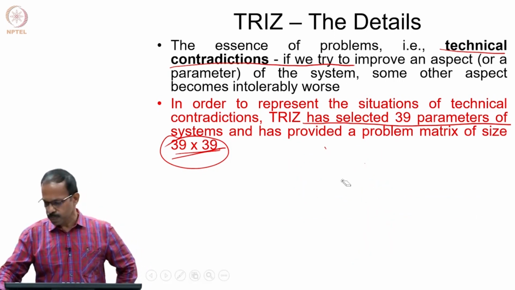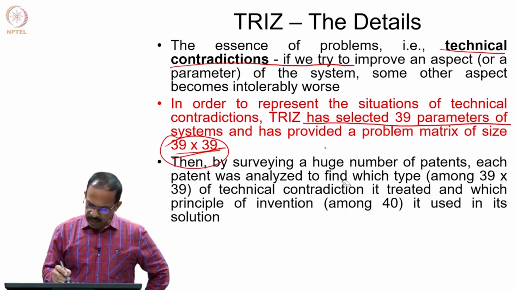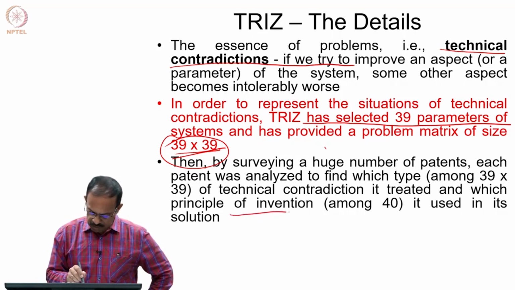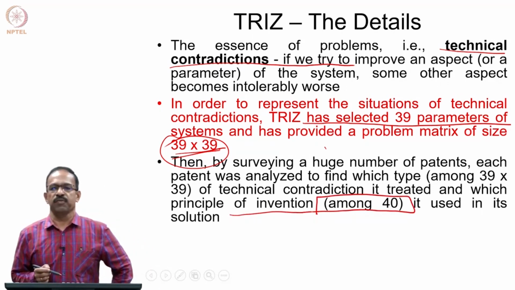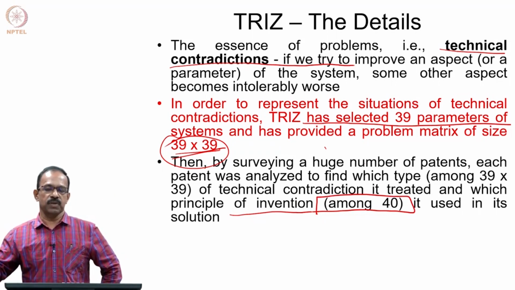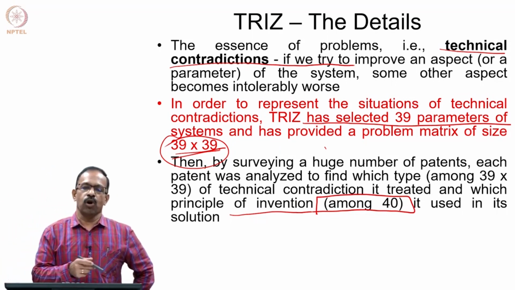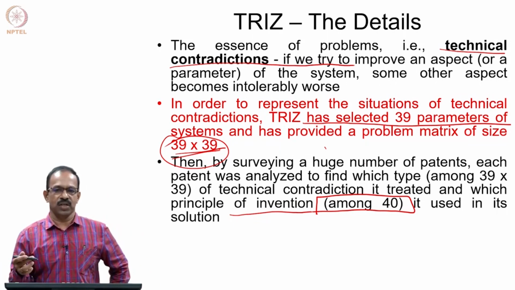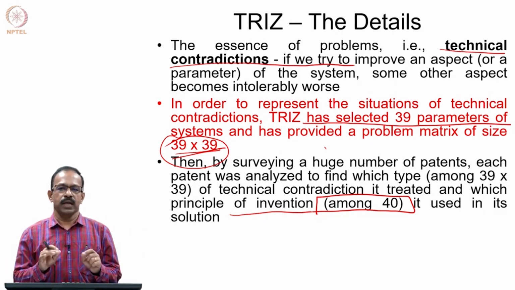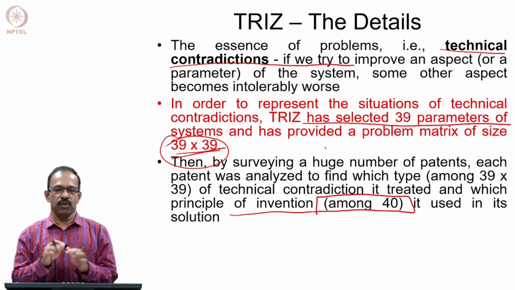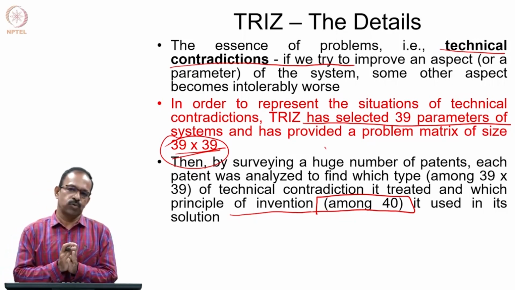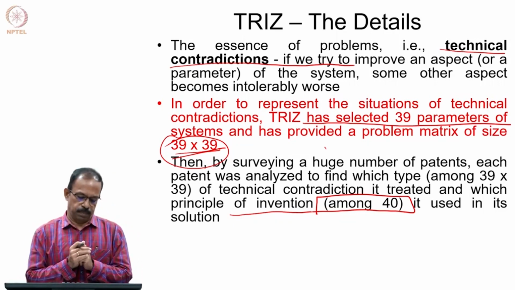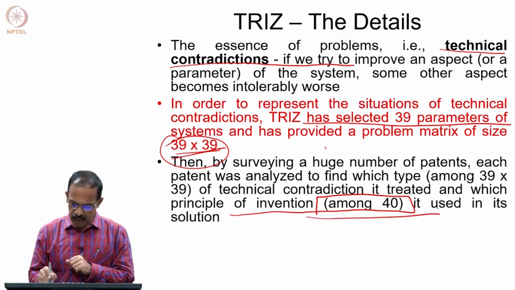Now by surveying a huge number of patents, he found that there are only 39 parameters, and for the principles of invention to be used, he found that there are only 40 principles available. There are only 40 principles that can be used for solving the contradictions. Any contradiction you will be able to solve by any of these 40 principles. Not all 40 need to be used, but there may be 3 or 4 principles that can be used to solve the problem. Okay. So that is the 40 design principles.